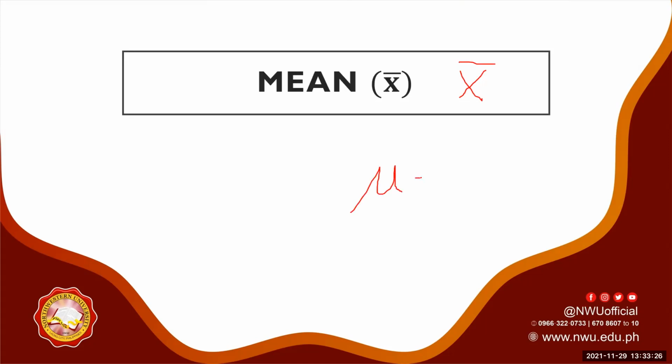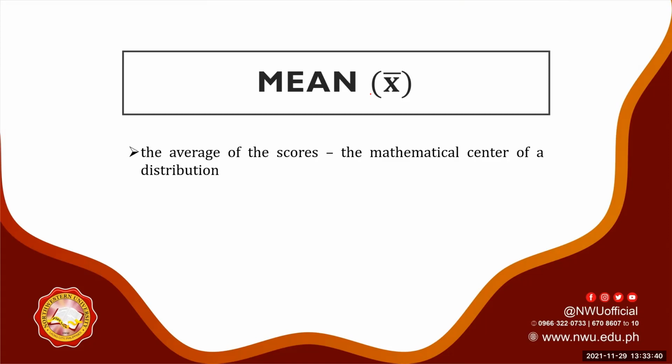So, this is mu for population. X bar is for statistics or sample. So, here is your sample, or this is how you will get the mean, let's try to know. When we say mean, this is just the average of the scores. Sometimes you know what average means, or you are already familiar with what average means.